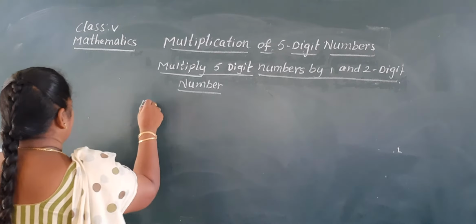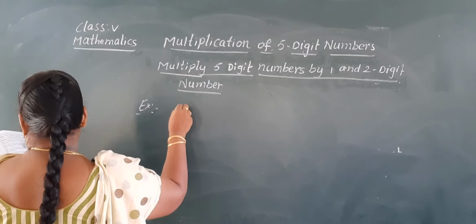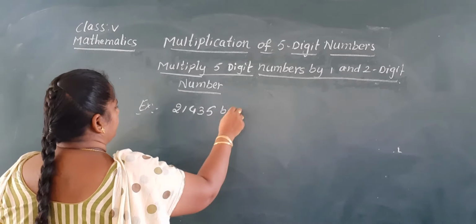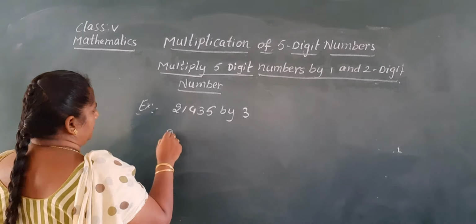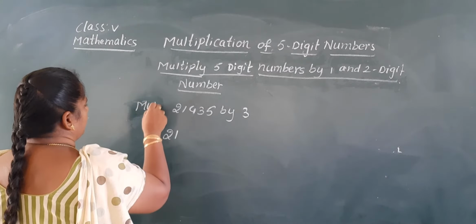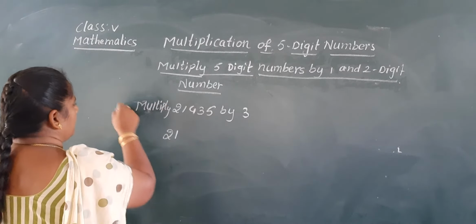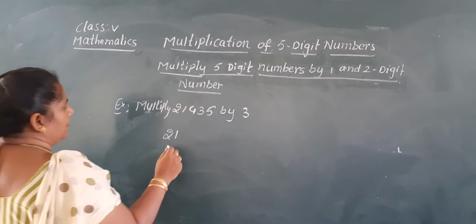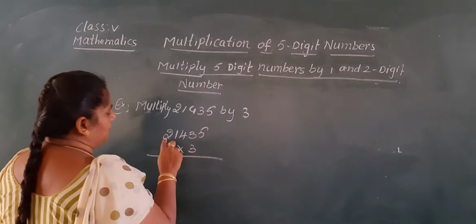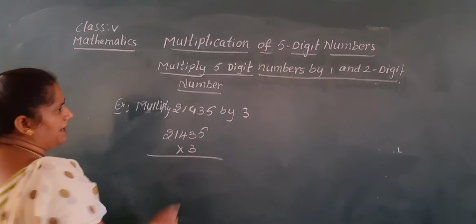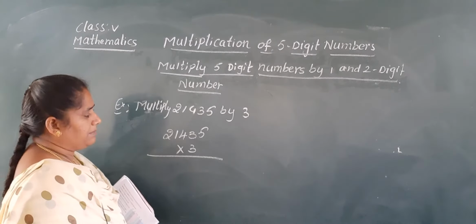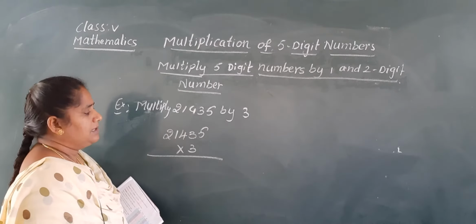So now we will take examples. Multiply 21,435 by 3. So this is a 5-digit number multiplied by a 1-digit number. Same as before, Nana. How do we do the multiplication of the 4-digit number? Same as that we will do.